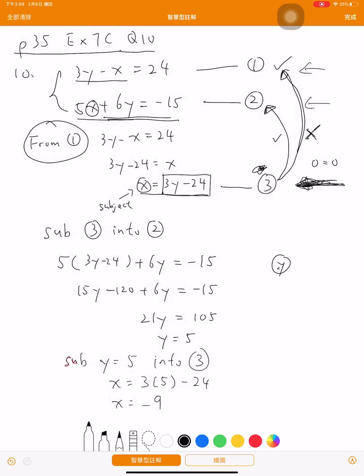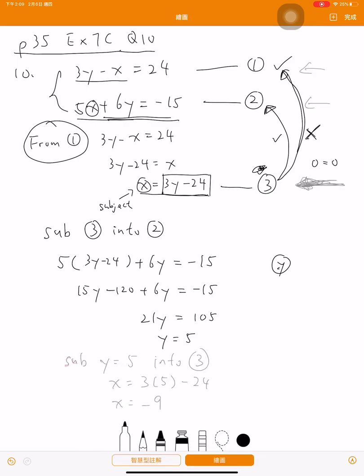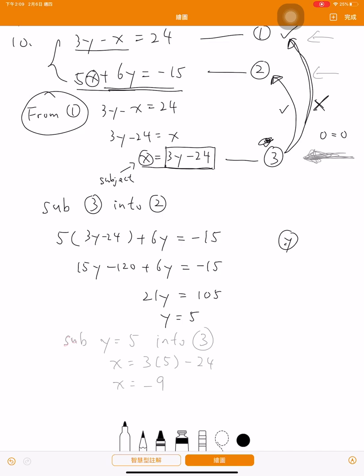Okay, then we are finished. Therefore, the solution is x is equal to negative 9 and y is equal to 5. Finish.